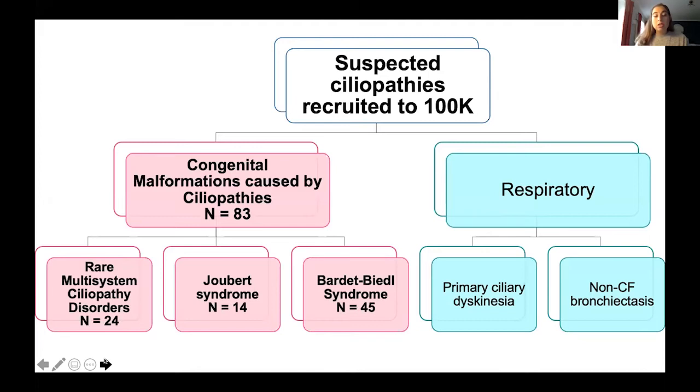Joubert syndrome, which is a neurodevelopmental ciliopathy featuring brain malformations, developmental delay, and associated features such as retinal dystrophy and kidney problems. And Bardet-Biedl syndrome, which is an obesity ciliopathy.